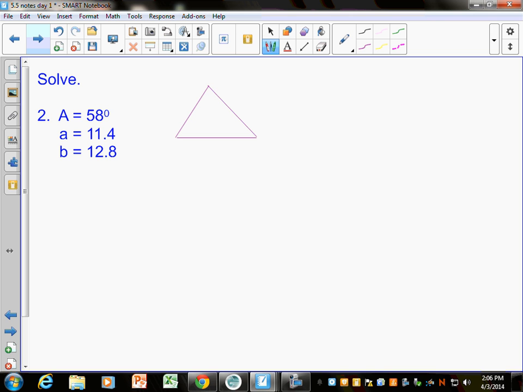So I just label ABC, and I'm going to say that this is 58 degrees. I know this is 11.4, and I know this is 12.8. Just helps me see what I have and what I need to find. Notice that I have angle side side here. So step one, we can't just find the other angles like we did in the last one. You actually have to start with the law of sines. And if they give you angle A and side B, what's the only thing you can find right now?